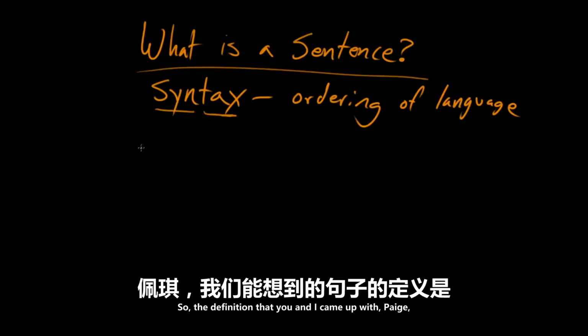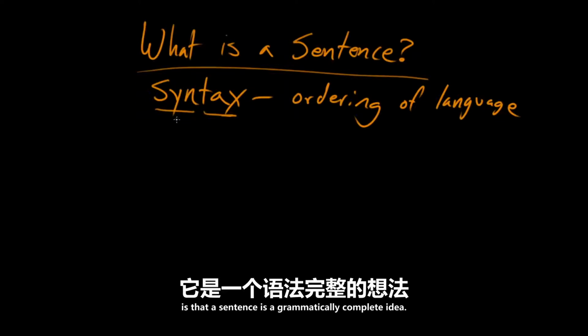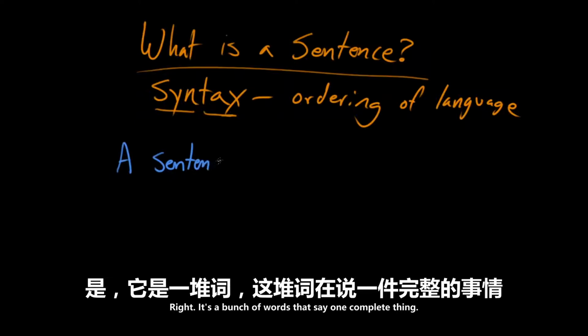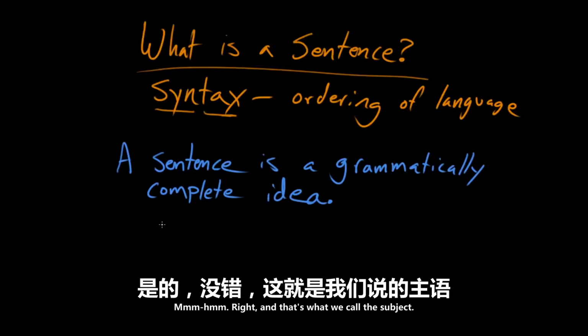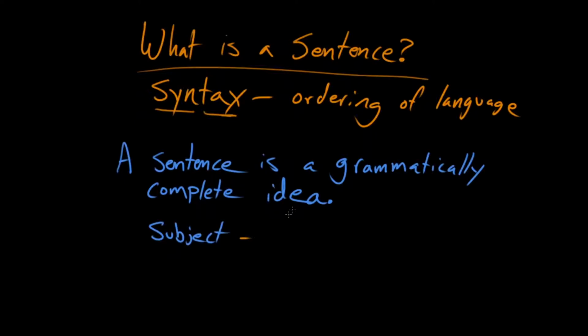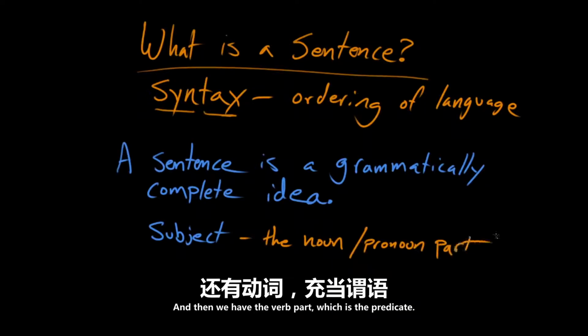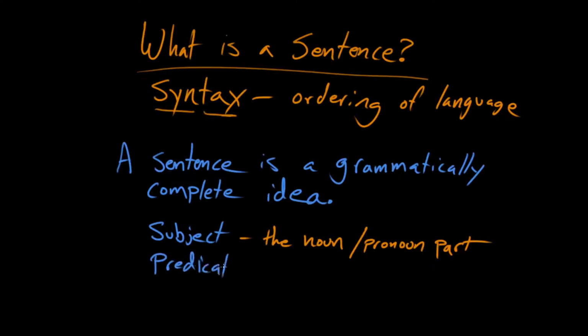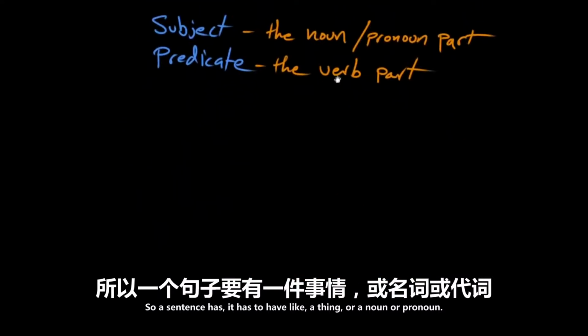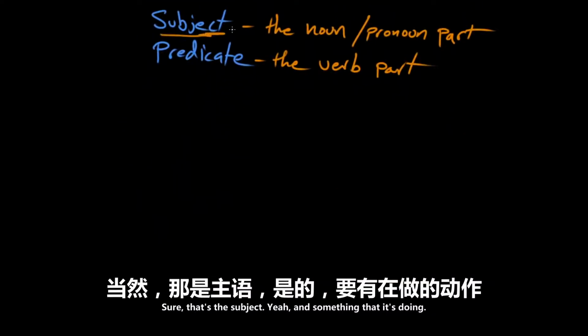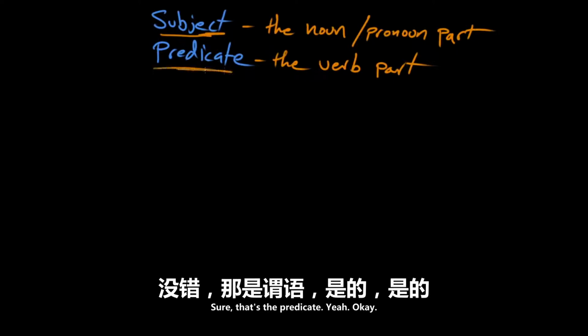So the definition that you and I came up with, Paige, is that a sentence is a grammatically complete idea. It's a bunch of words that say one complete thing. So all sentences have a noun or pronoun component, right? And that's what we call the subject. And then we have the verb part, which is the predicate. So a sentence has to have a thing or a noun or a pronoun. Sure, that's the subject. Yeah, and something that it's doing. Sure, that's the predicate. Yeah.